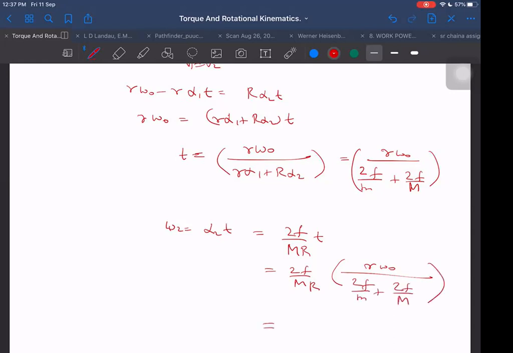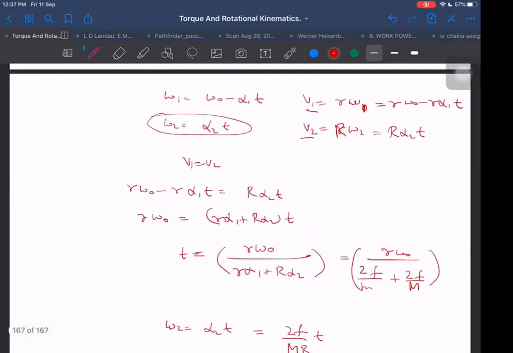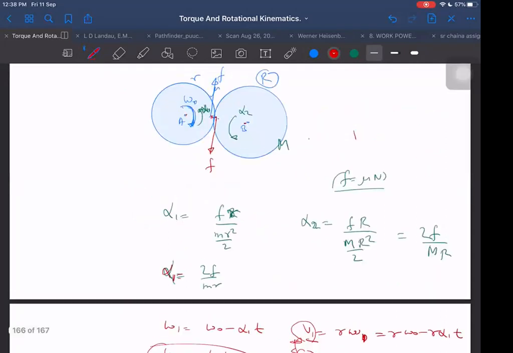What is it at last? 2f cancels. Then we are left with r into omega naught upon capital M by small m into r plus capital R. That is equal to omega 2. So we are able to get omega 2. How did we get? By using the condition that when pure rolling is achieved between these two, the velocities become equal. The question was to find out the final angular speed omega of the second disk. So we can always find it in this way.